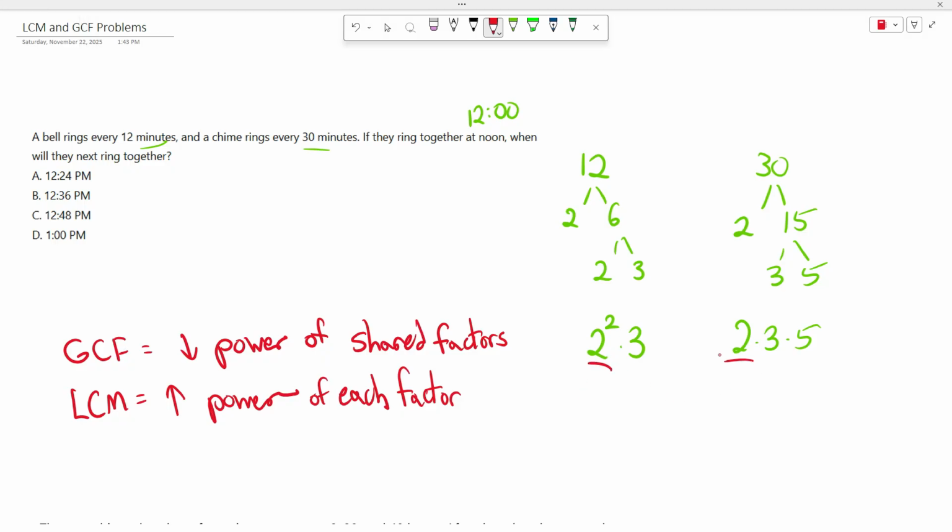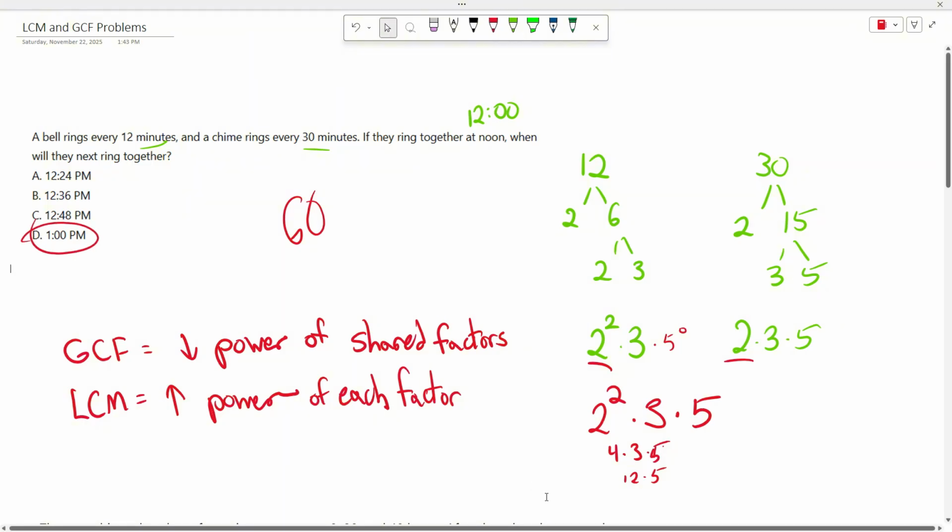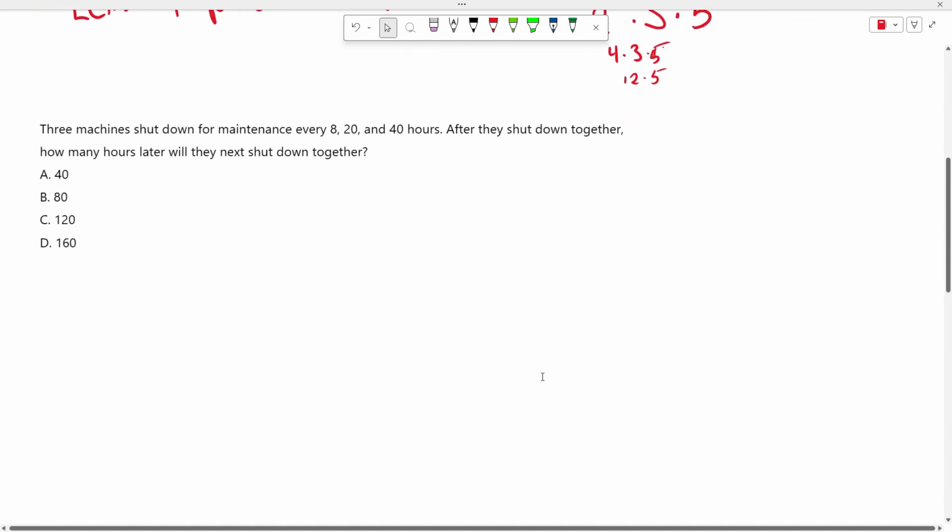Now, what is the greatest power of the factor 2? Well, it is 2 squared. And what's the greatest power of the factor 3? It's 3. The greatest power of the factor 5? 5. That's just 5 to the first power at that point. So if we multiply all these together, that's 4 times 3 times 5. That's 12 times 5, which is 60. And 60 minutes after noon is 1 p.m. So it's not hard if you know what you're doing, but that's the thing, you gotta know what you're doing. This is the video for you.